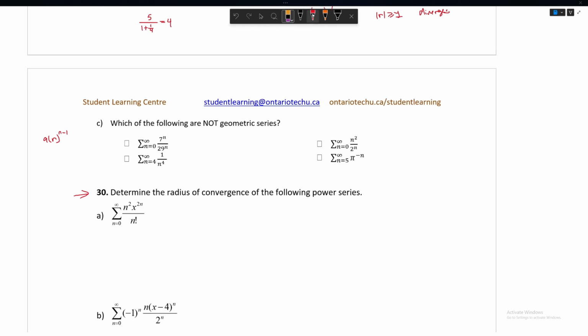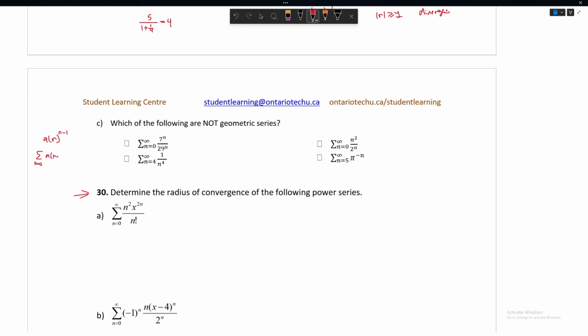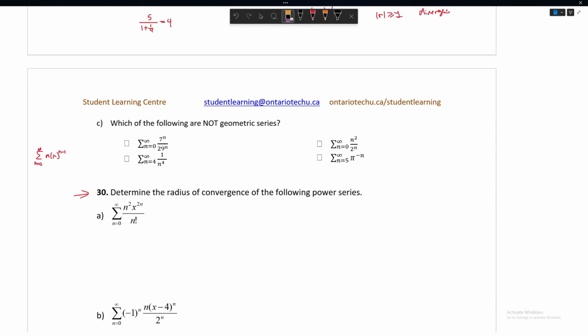All right, so the rules for your geometric series. One is that it's the sum from n equals 0 of a r to the n minus 1. That's your first one.